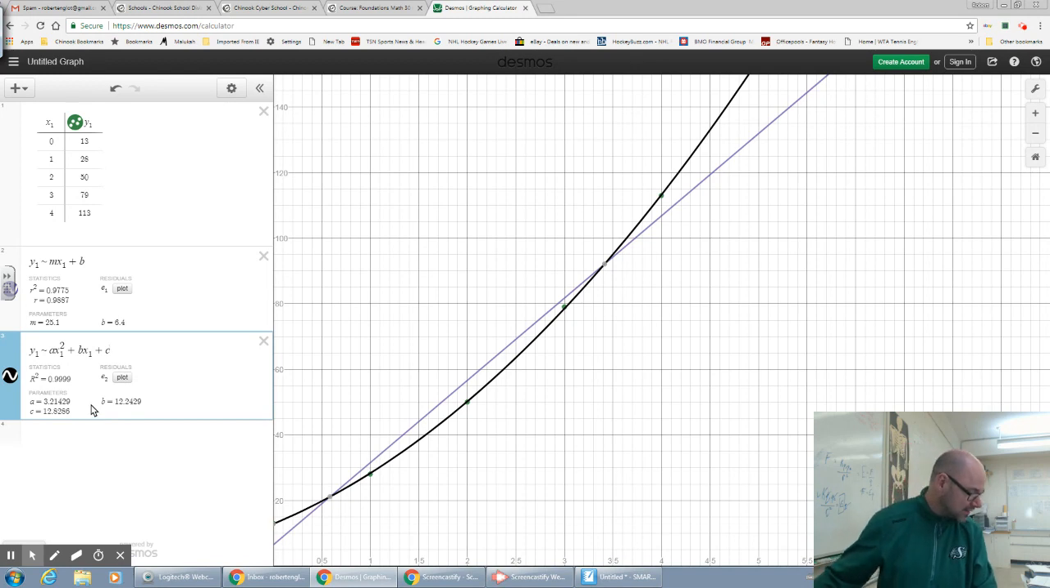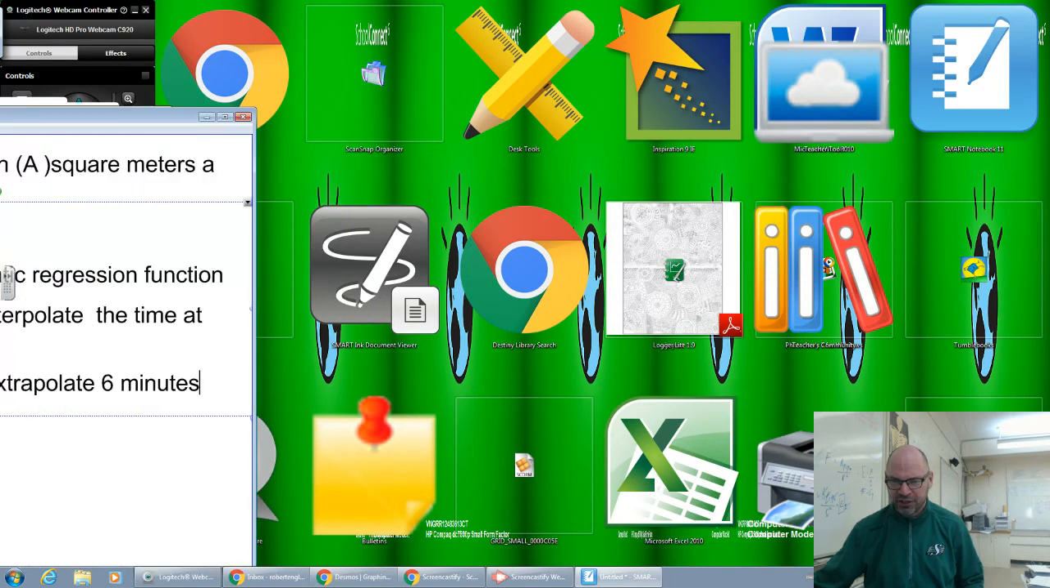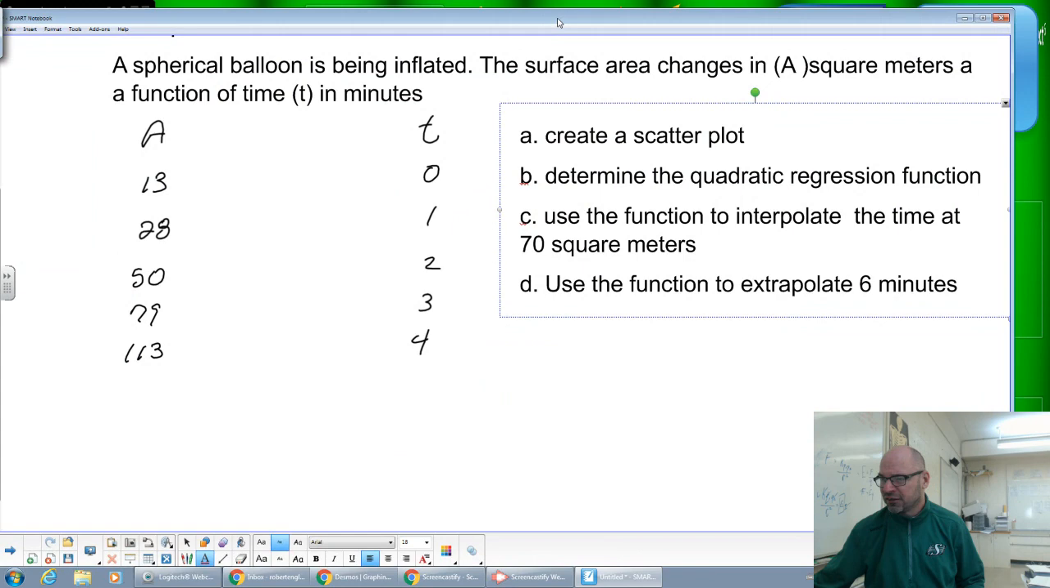So when it asks us the second question, determine the quadratic regression function that models the data, we can see it right here. It tells us what a is, what b is, and what c is. So c represents the constant term, b represents the term in front of the x, and a represents the term in front of the x squared. Okay, so we can actually write the regression function out. So let's go ahead and do that on our page here. I'm going to switch these around so you can see me writing it down, but you can see it on your screen.